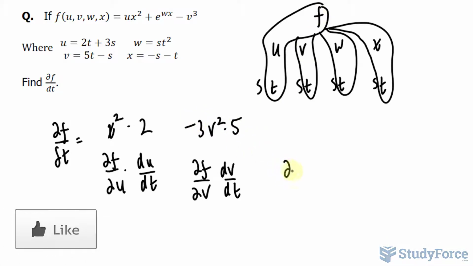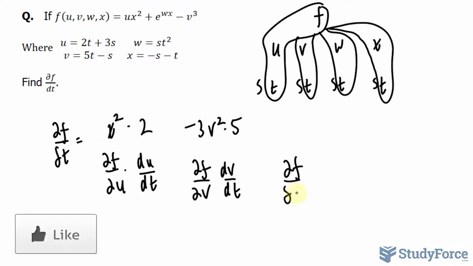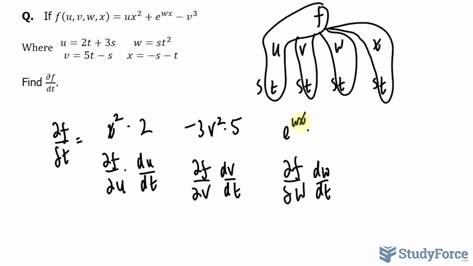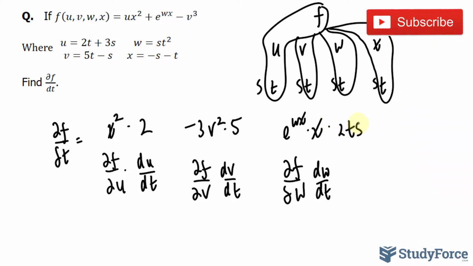Now, the partial derivative of our function with respect to w. And then we'll multiply by dw and the derivative of that with respect to t. So starting here, no w, that's good. Over here we have e^(wx), and the derivative of wx is x, because x is a constant, and using the power rule, w goes away. That becomes 0 as well, and we multiply that by the derivative of this with respect to t, which is 2ts.